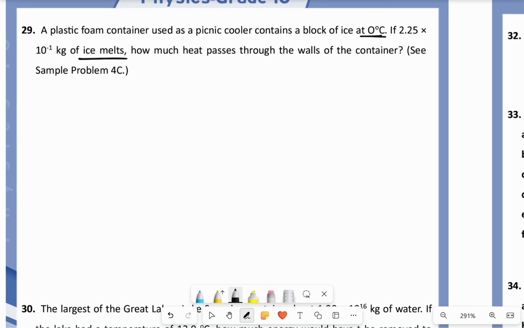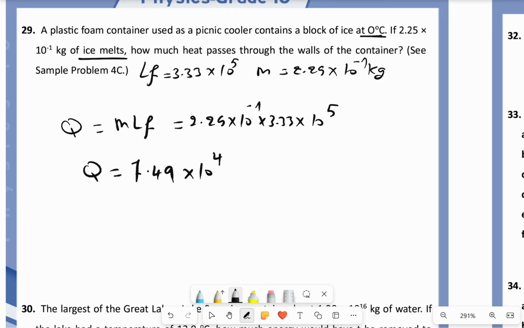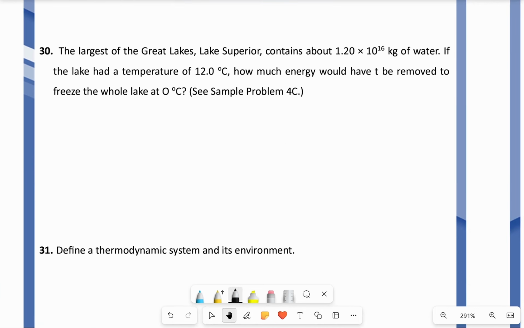This heat, we are calling it latent heat of fusion. So latent heat of fusion for water is equal to 3.33 times 10 to the power of 5. I have mass, which is equal to 2.25 times 10 to the power of minus 1 kilogram. Let's find heat released. Mass multiplied by L sub F, which is equal to 2.25 times 10 to the power of minus 1 times 3.33 times 10 to the power of 5. Then Q is going to be equal to what? 7.49 times 10 to the power of 4 joules. And that's it.